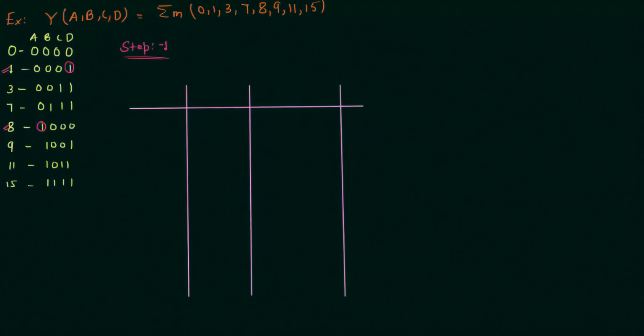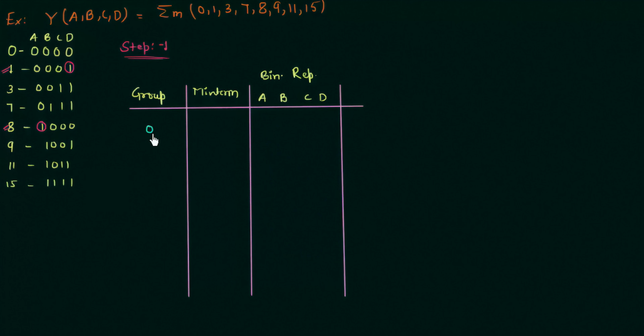Okay, and in the first column we will have the group number. In the second column we will have the min term, and in the third column we are going to have the binary representation. And as you can see, we have 4 bits, A, B, C and D. We will fill this table depending upon the number of ones, so let's do it.